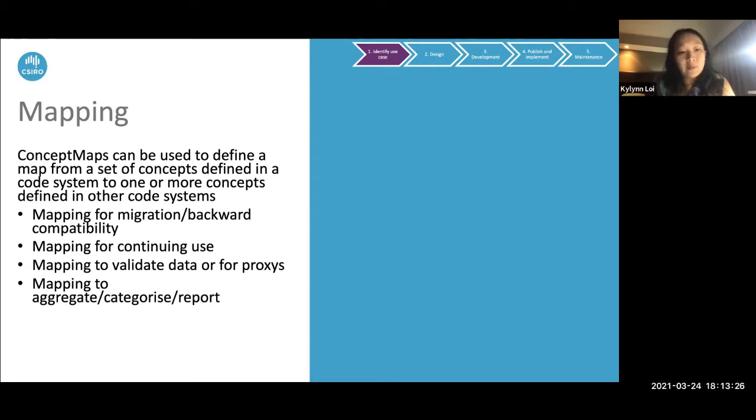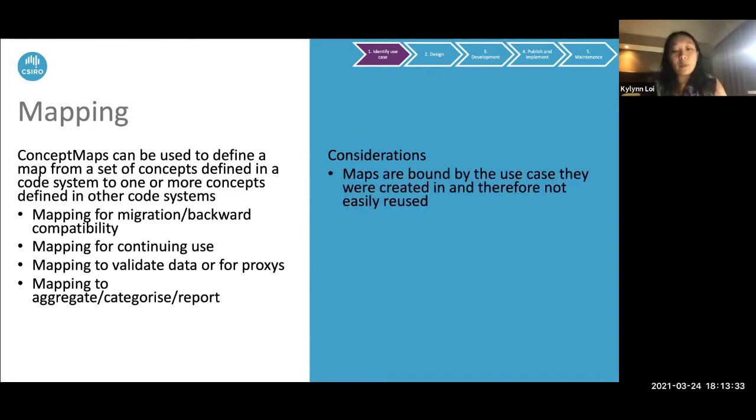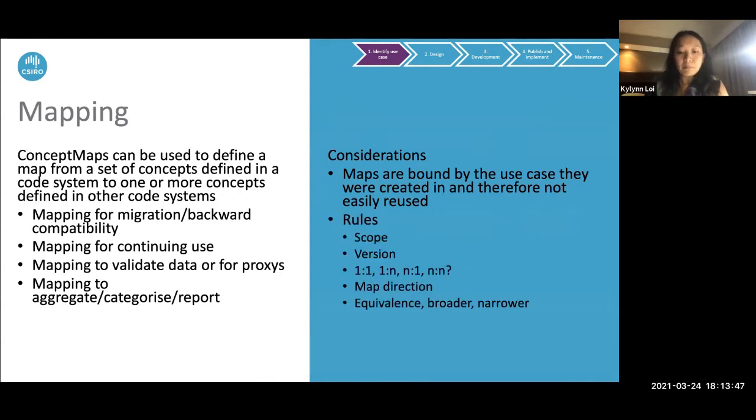And I gave a presentation about this one last week. But again, just briefly, the considerations are maps are really tightly bound by their use case, and so it's not really reused. So you do need to take a lot of thought about whether reusing a map is appropriate for your situation, and what rules were either your map that you're building or the map that you're trying to reuse. What is the scope, the version, the map direction, and the map relationship types.